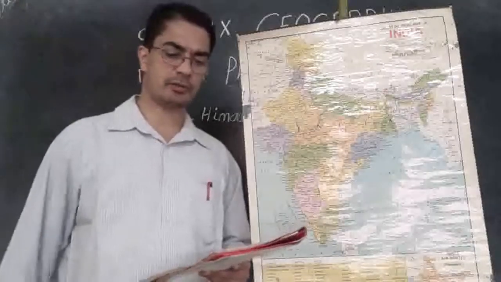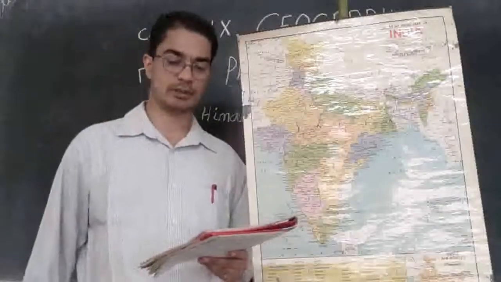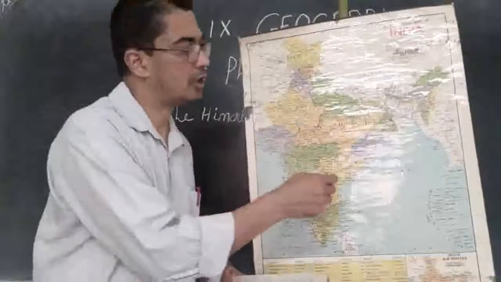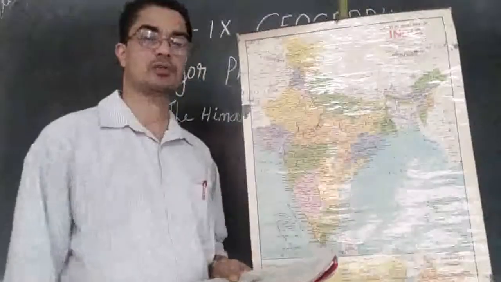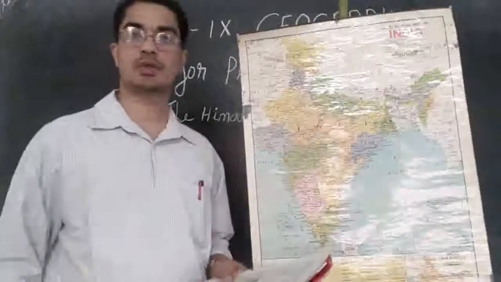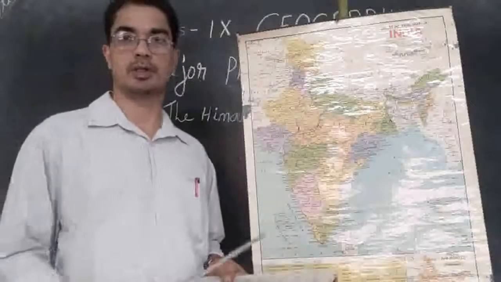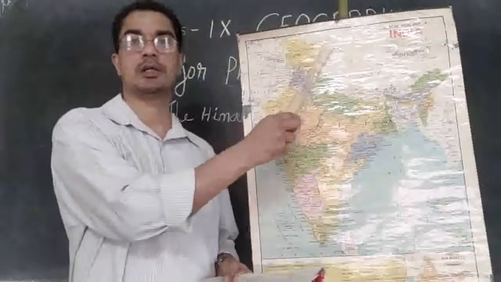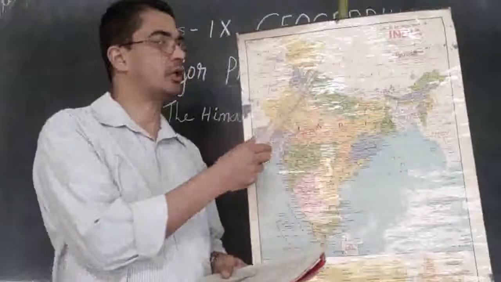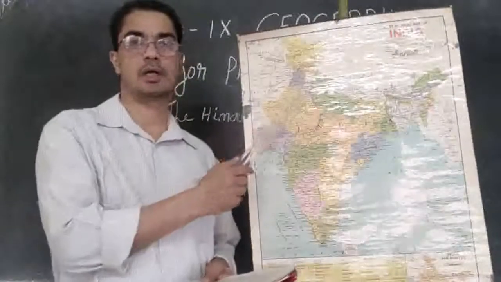And the width varies from 400 kilometers in Kashmir to 150 kilometers in Arunachal Pradesh. So the length of the mountain is 2,400 kilometers, and the width is not the same, it is varying. At different places it is a different width. So in Kashmir, how many kilometers wide are the Himalayan mountains? 400 kilometers wide.